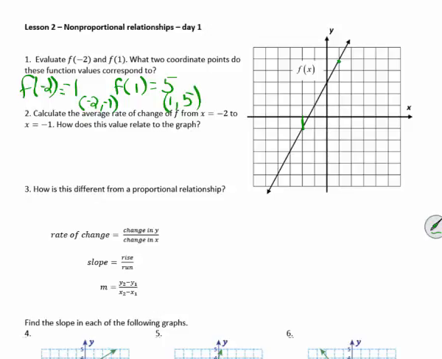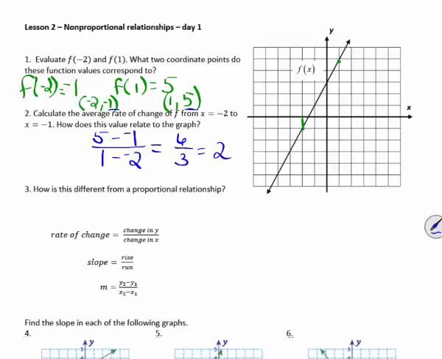All right, calculate the average rate of change of f from x equals negative 2 to x equals 1, and we did this in the last chapter as well. I need to subtract my y values, 5 minus negative 1, and then subtract the x values on the bottom, 1 minus negative 2. 5 minus negative 1 is 6, 1 minus negative 2 is 3, 6 divided by 3 is going to give me 2.